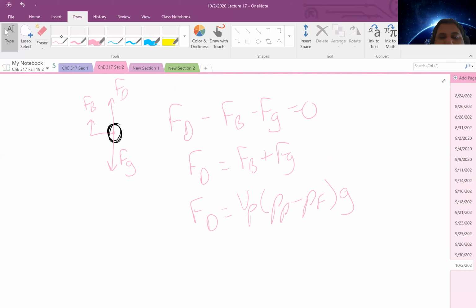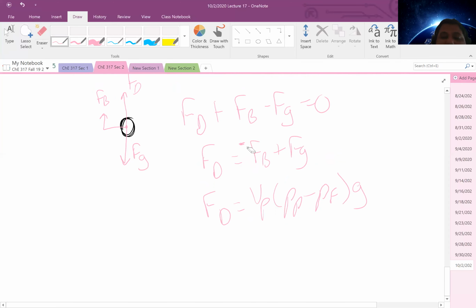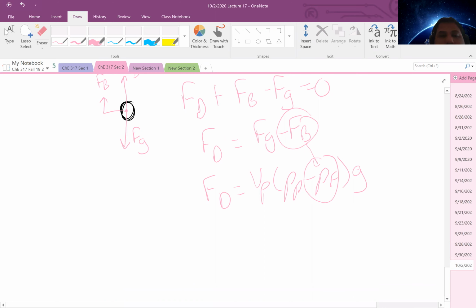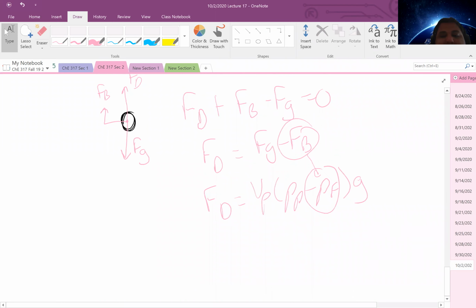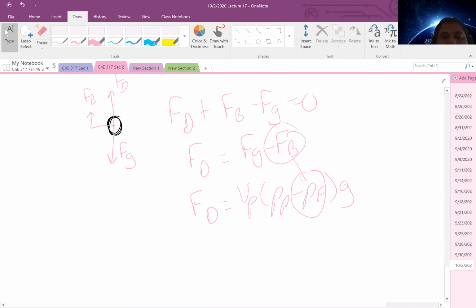I'll fix my math then. Thank you for that. Okay. So you're right, it does. And so what you end up with is force of gravity minus buoyant force. That's where this term shows up. So I had already accounted for it in my third equation, just not in the first two.